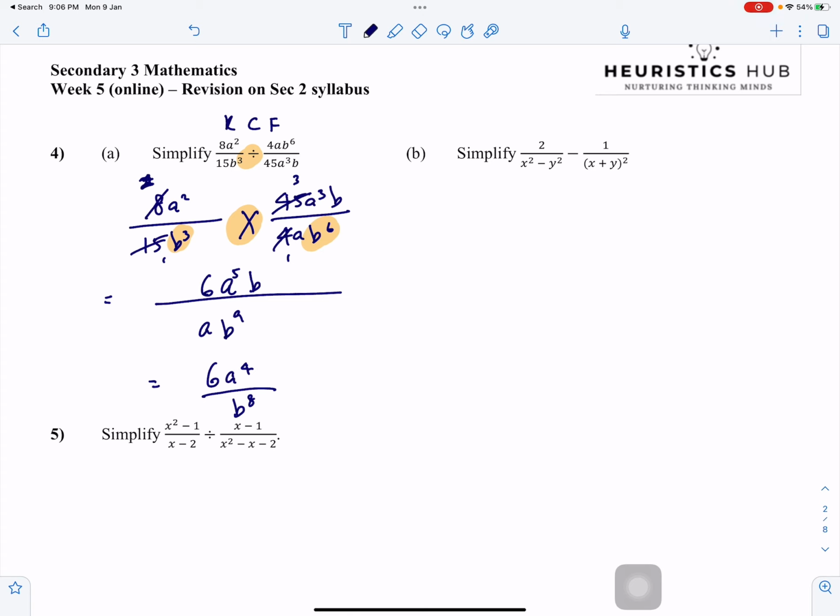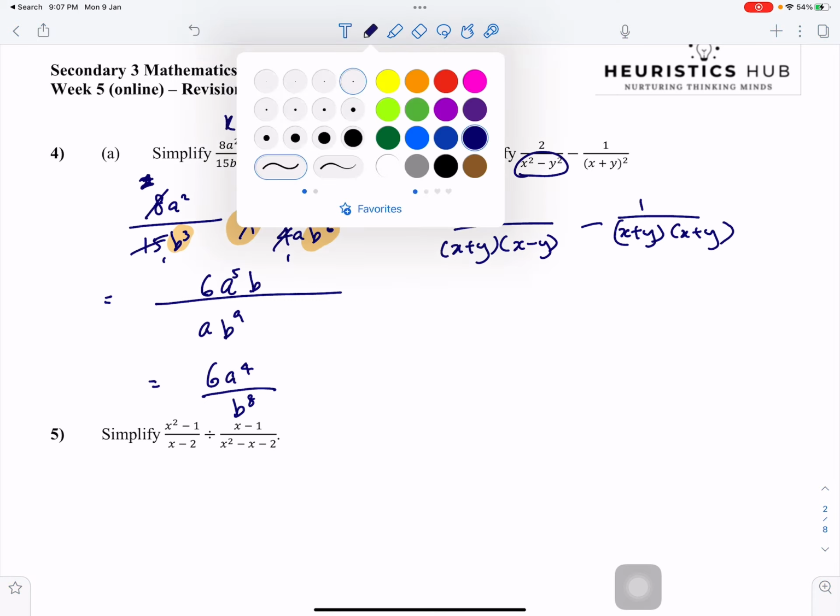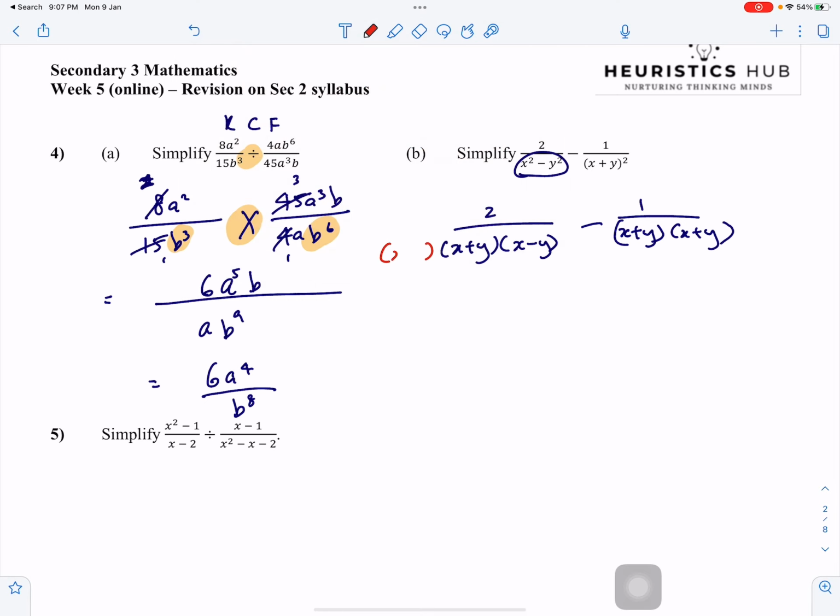Let's move on to the next question. All right, this next question is a little bit tricky because some of you still thought that x squared minus y squared is x minus y, which is not. But this one, you realize that there is only one difference. The difference is the minus x minus y. And over here, also x plus y. And over here is the x minus y.